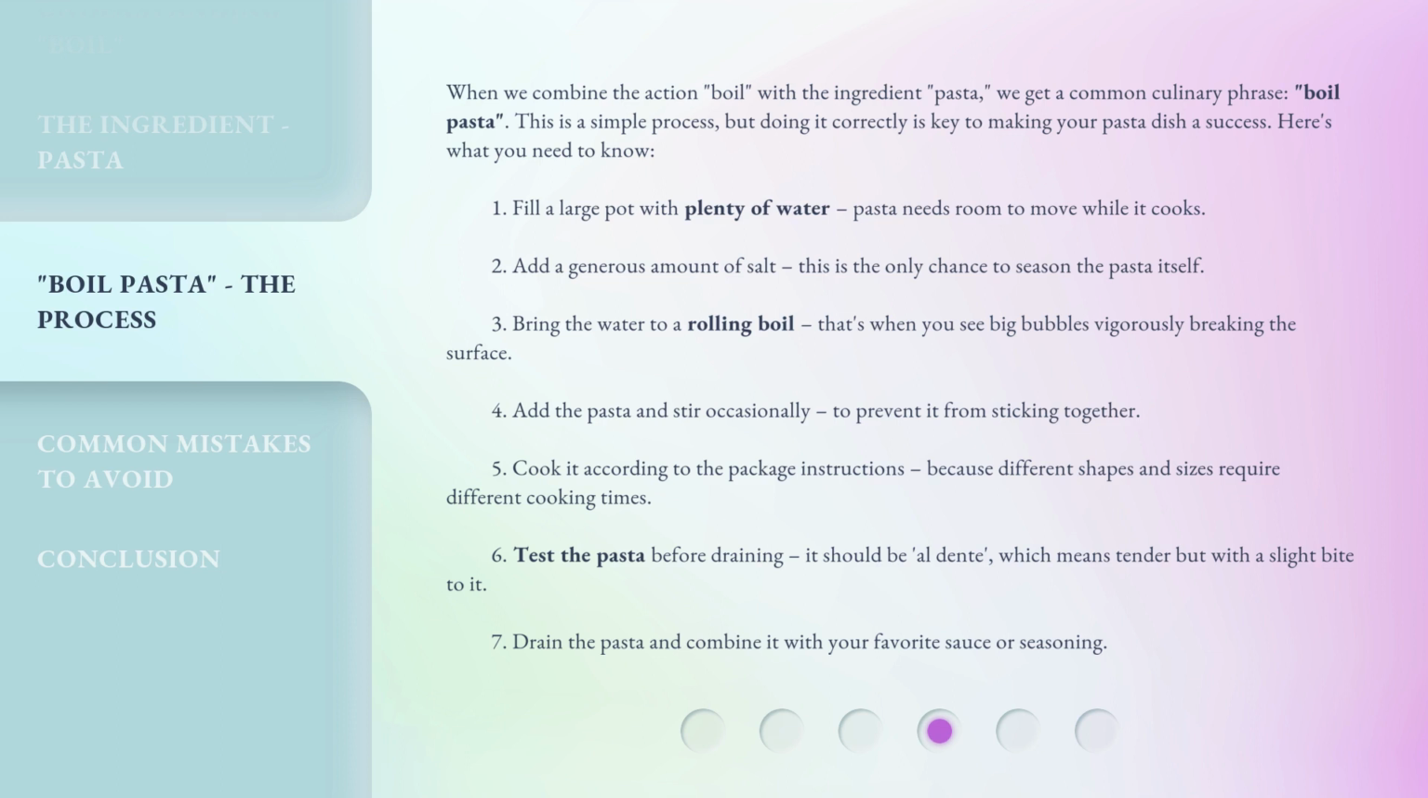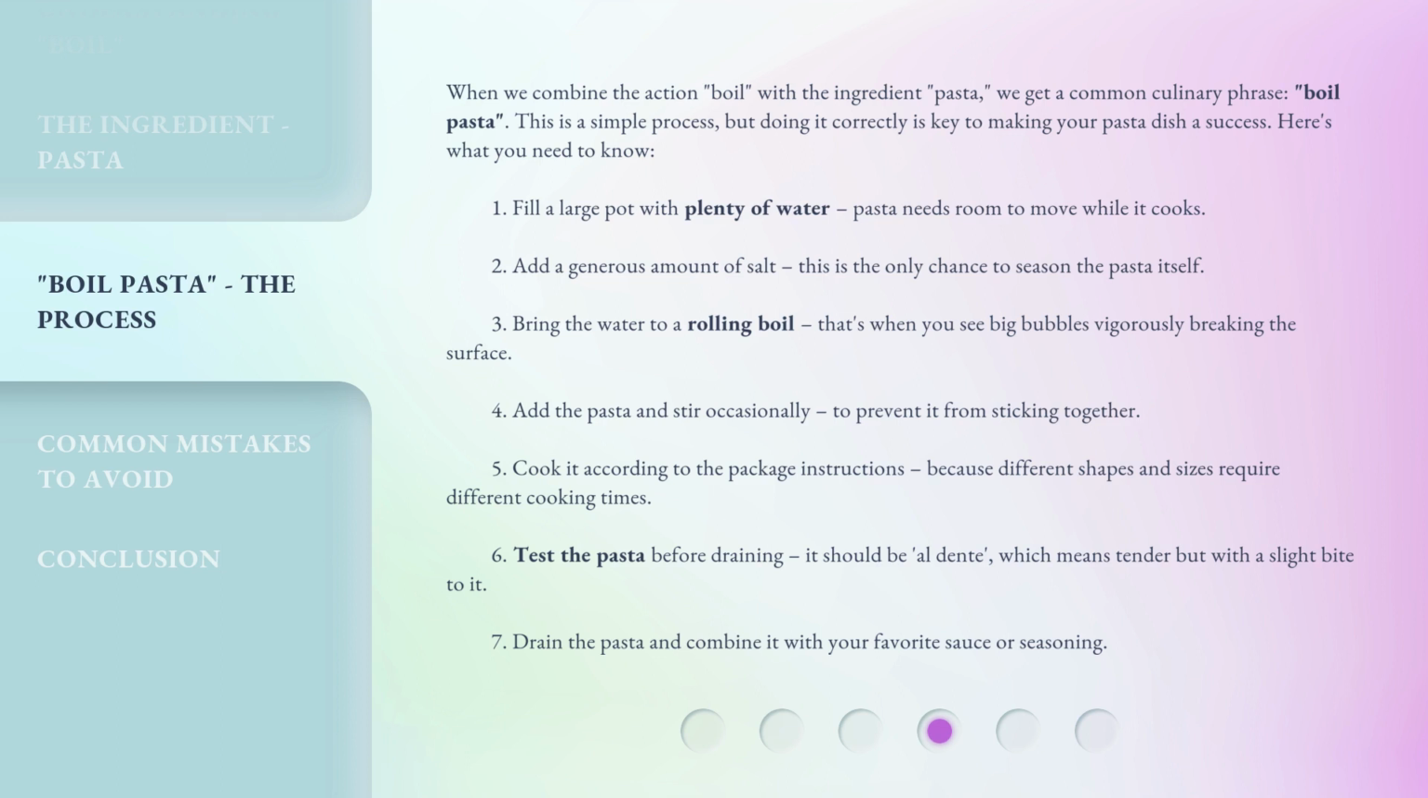1. Fill a large pot with plenty of water. Pasta needs room to move while it cooks. 2. Add a generous amount of salt. This is the only chance to season the pasta itself. 3. Bring the water to a rolling boil. That's when you see big bubbles vigorously breaking the surface.